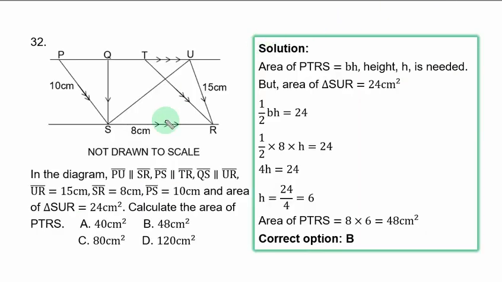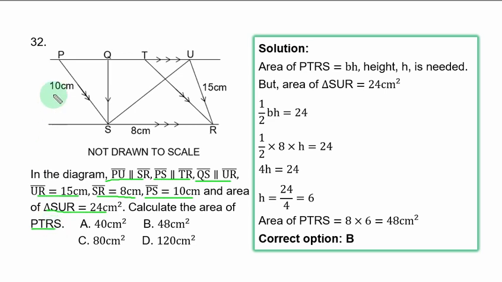Question 32. In the diagram, PU is parallel to SR, PS is parallel to TR, QS is parallel to UR. UR is 15 cm, SR is 8 cm, PS is 10 cm, and the area of triangle SUR is 24 square centimeters. Calculate the area of PTRS.